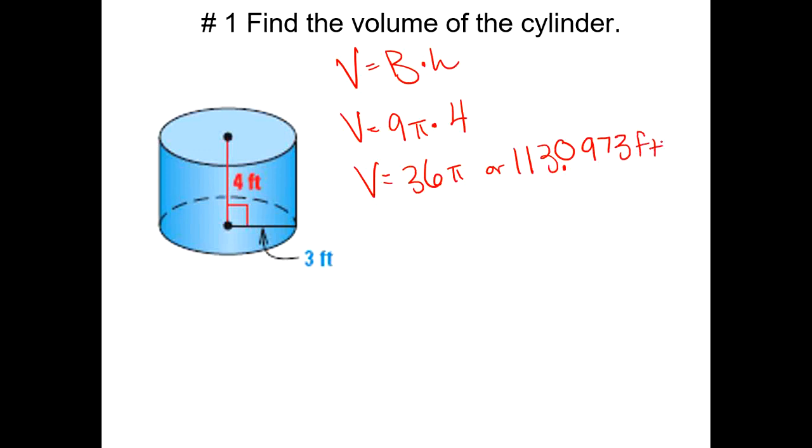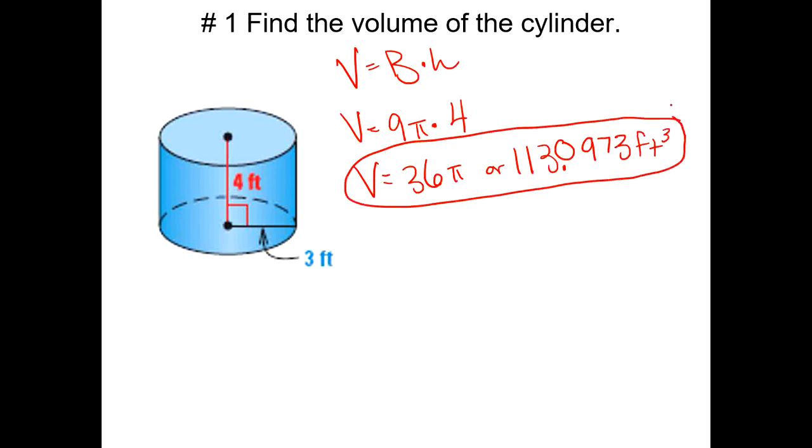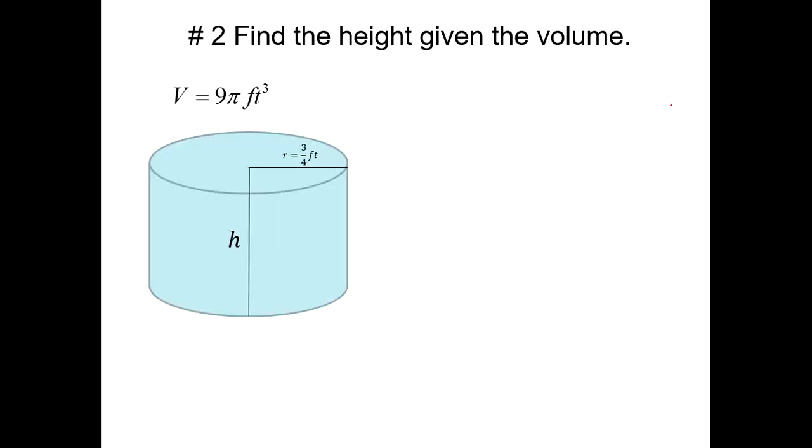0973 feet cubed. Remember, volume is in cubic measurements because you have length times width on the bottom, all times the height. So it brings in that third dimension, 3D shapes. So it's feet cubed. Okay, number 2. Find the height given the volume.